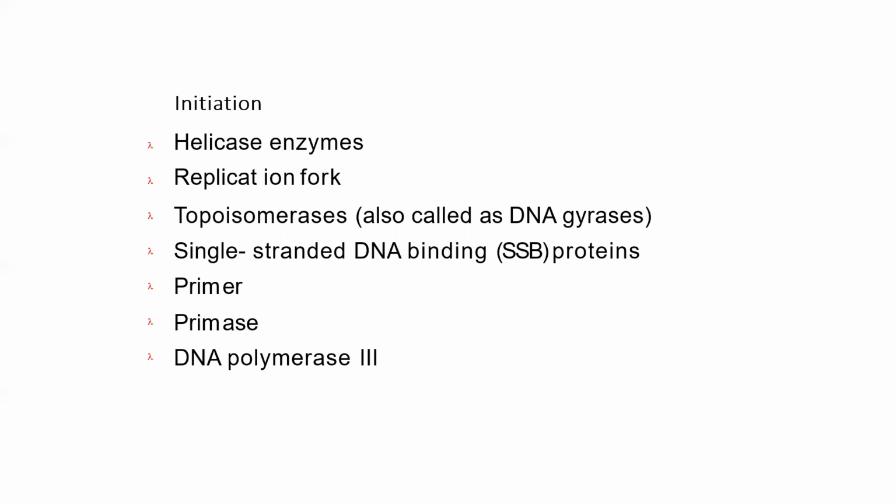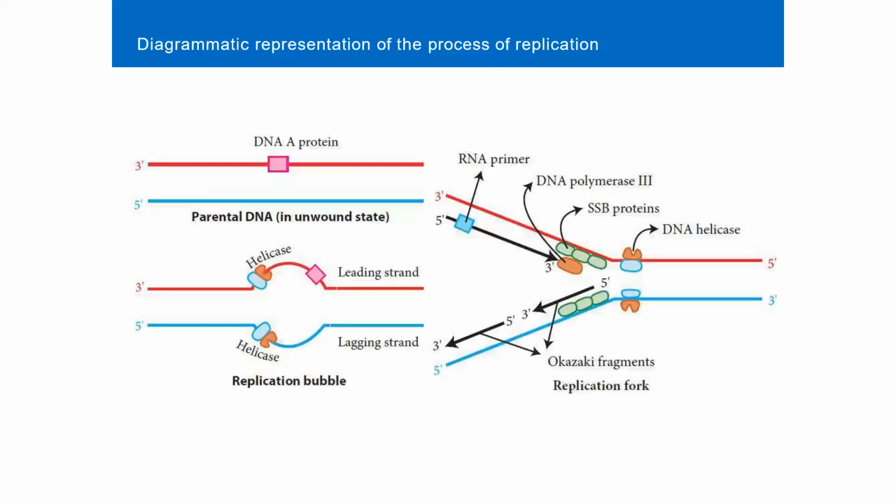At this stage, replication is initiated by the enzyme DNA polymerase 3, which I have also mentioned here, and which adds a deoxyribonucleotide residue to the RNA primer molecule. So this is about initiation. This is the diagrammatic representation, and the next thing is elongation.